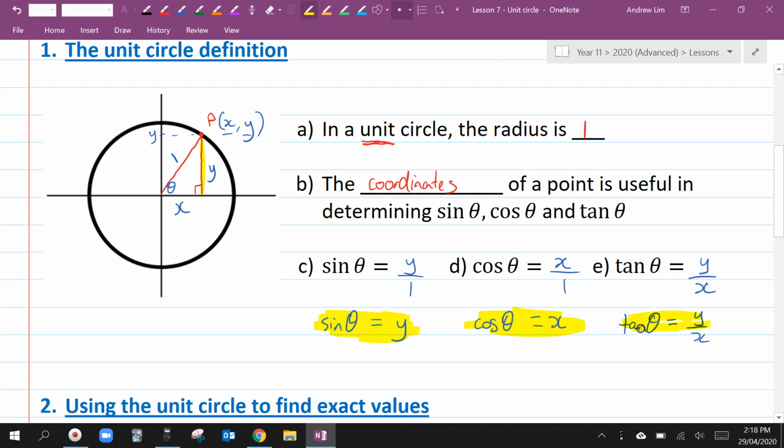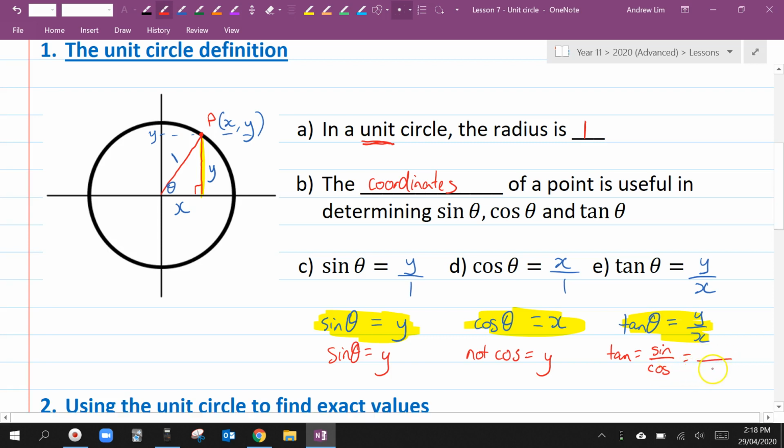How I memorize this is that I know it's not cos is equal to y, so it's not cozy, so it has to be sine y. Sine of the angle has to equal y, and cos of the angle has to equal x. And I know that tan is equal to sine on cos. And if it's not cozy, then it has to be x at the bottom, and sine has to be at the top, y. So tan of the angle is y on x. That's how I memorize these.